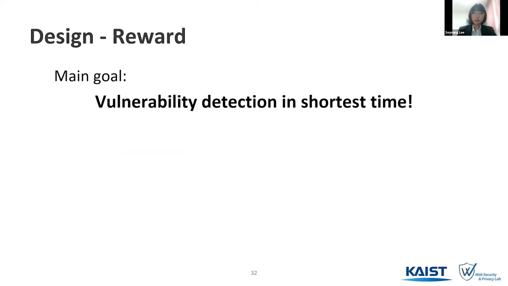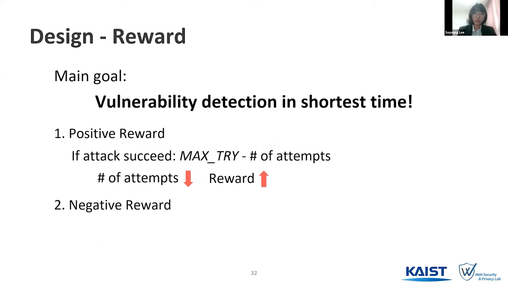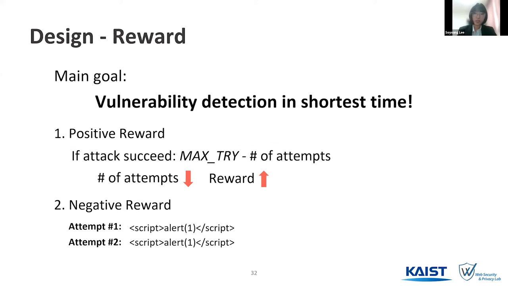And the last component of the reinforcement learning is the reward function. The main goal of Link is to detect vulnerabilities in the shortest time. So we give a positive reward when the attack succeeds, and give a bigger reward as the number of attempted requests is small. Also, Link gives a negative reward if the agent chooses the same actions or tries the same payload, because it is inefficient to try a failed attempt again.